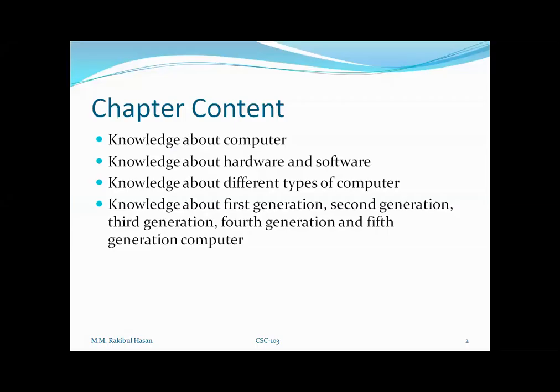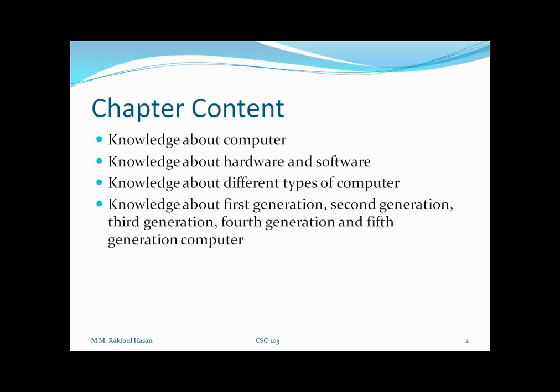So these are the chapter outcomes. Inside this chapter, you are going to learn about what is computer. Then you are going to learn about hardware and software. Mainly inside the computer, we have two parts: one is hardware, another is software. So we are going to learn about hardware examples and software examples. The third point written here is different types of computer. Nowadays, we are using different types of computer like desktop, laptop, tablet computer, or server computer. So these are the first part of your chapter.